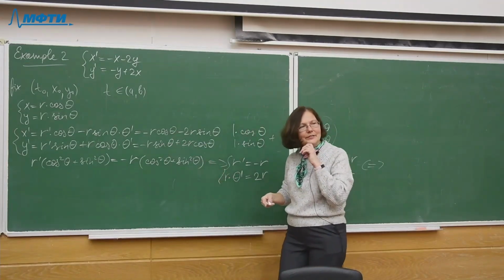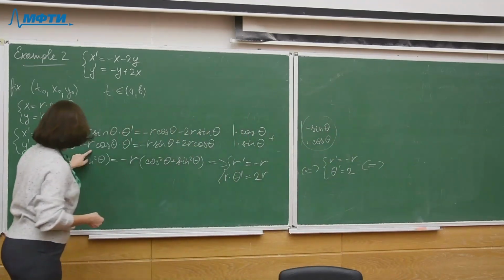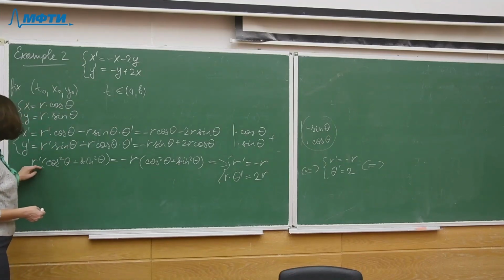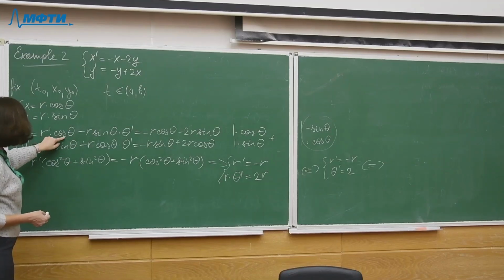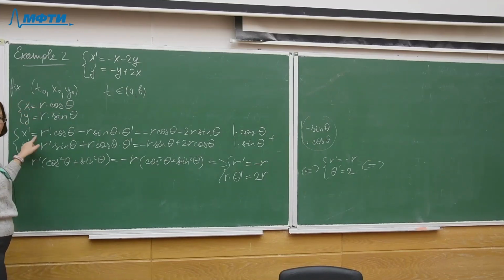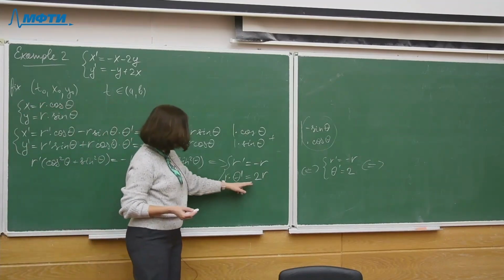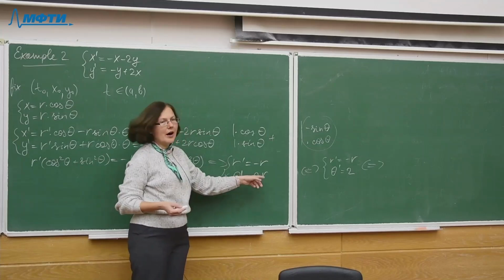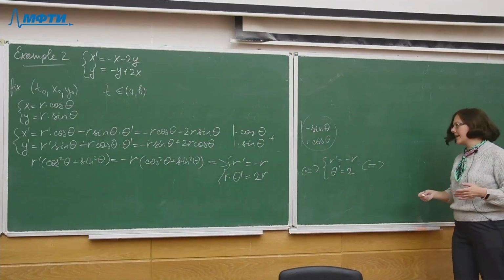For x prime, you said equals r prime. How come, if x is equal to r multiplied by cos theta, we get to r prime? X prime equals r prime multiplied by cos theta. So to find the derivative of x, we need to differentiate using the product rule. Well, next I divide by r and get this, and so we can solve these two equations separately.